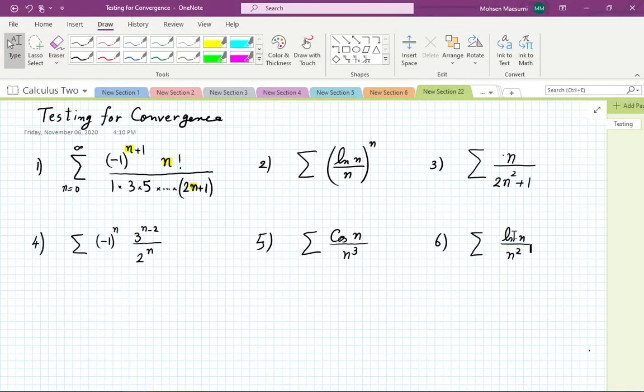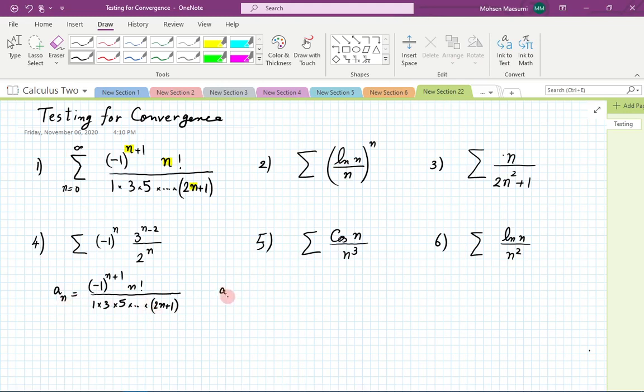Okay, for problem 1, our term a_n, this is our nth term, is (-1)^(n+1) n! over 1, 3, 5, all the way to 2n+1. Now if the formula itself looks a bit odd to you, the best thing to do is to write a few examples of this thing to understand what's going on.